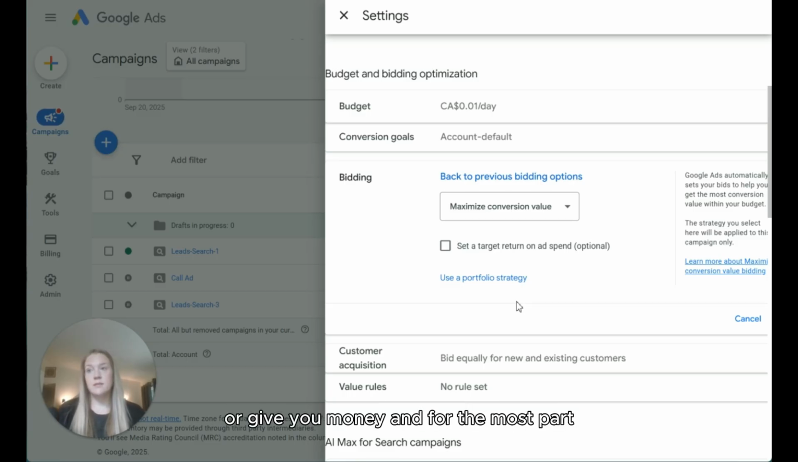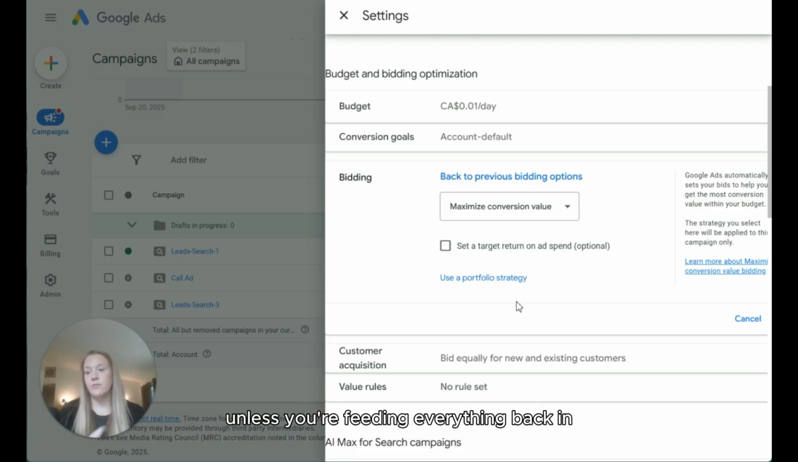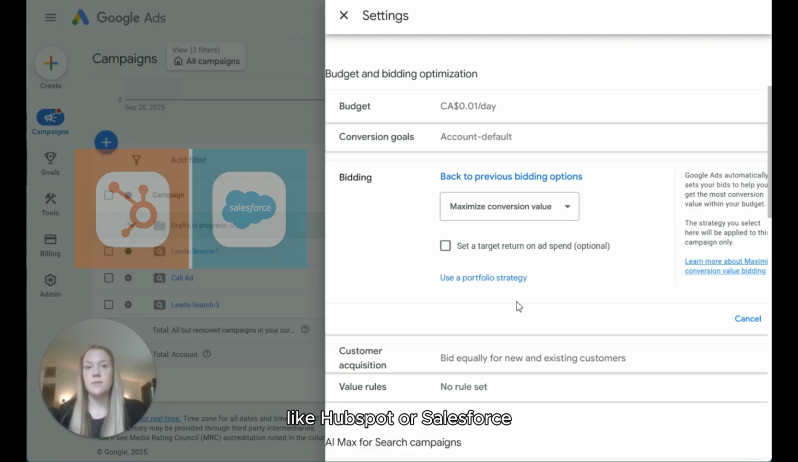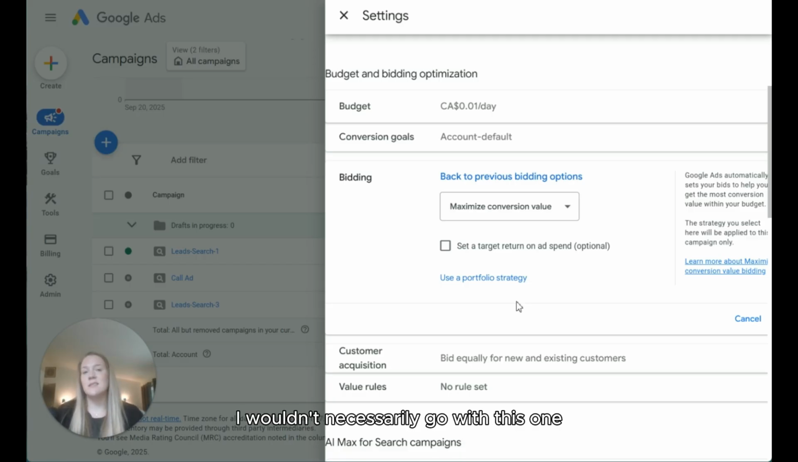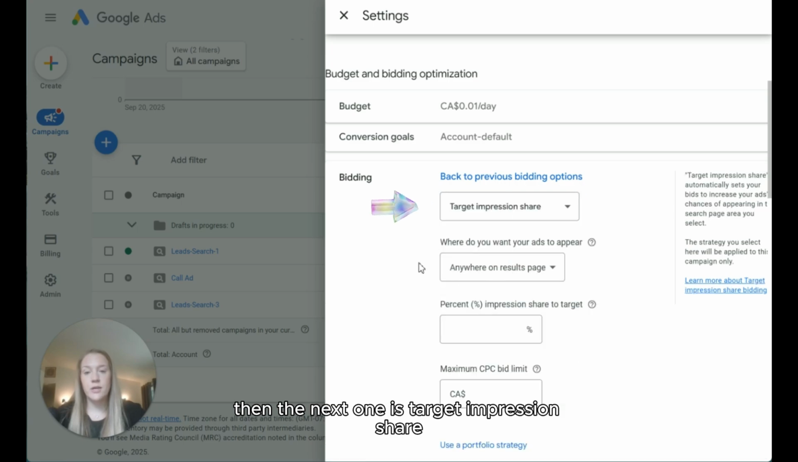But generally, not every person who contacts you is going to be a sale or give you money. And for the majority of service-based businesses, the cost for a service can vary depending on the situation. So it's harder to know that cost per conversion value unless you're feeding everything back in. And in order to do that, you'd need a CRM that connects with Google Ads like HubSpot or Salesforce. So if you are a lead gen business, I wouldn't necessarily go with this one, but it is essentially the same as maximize conversions, but instead of going for a number of conversions, it is optimizing for the sale value of those leads.